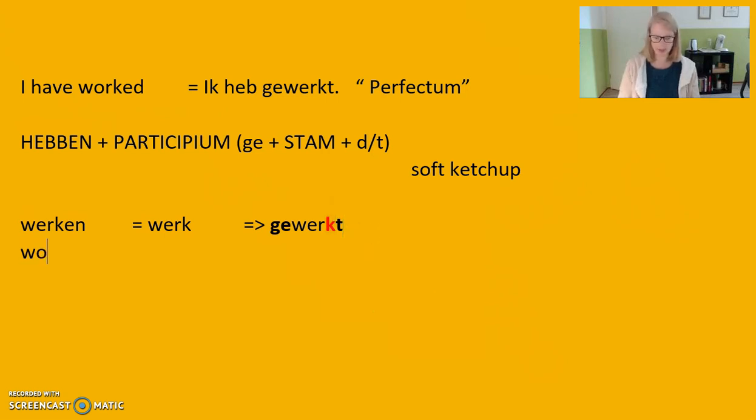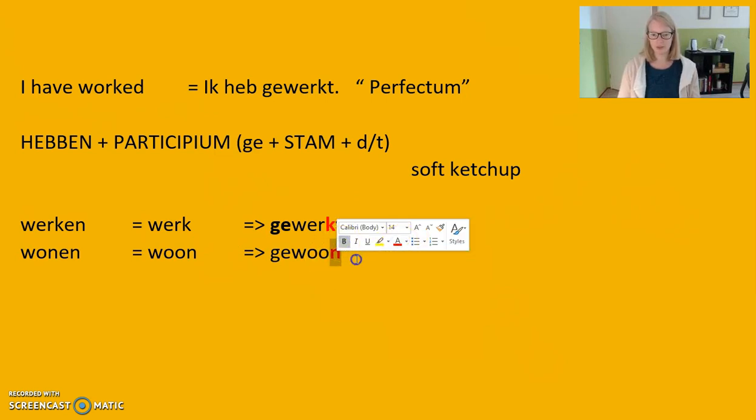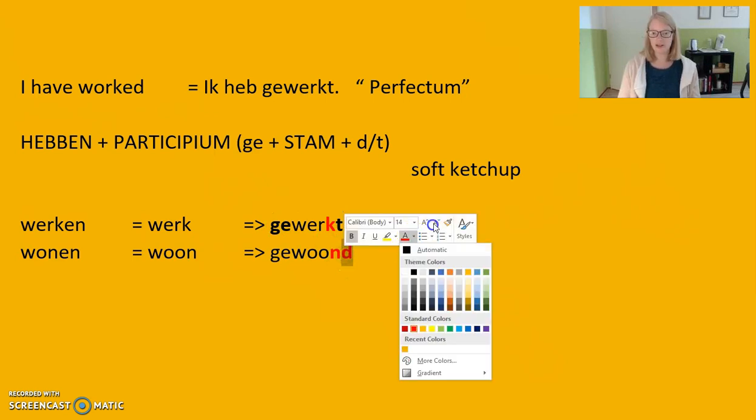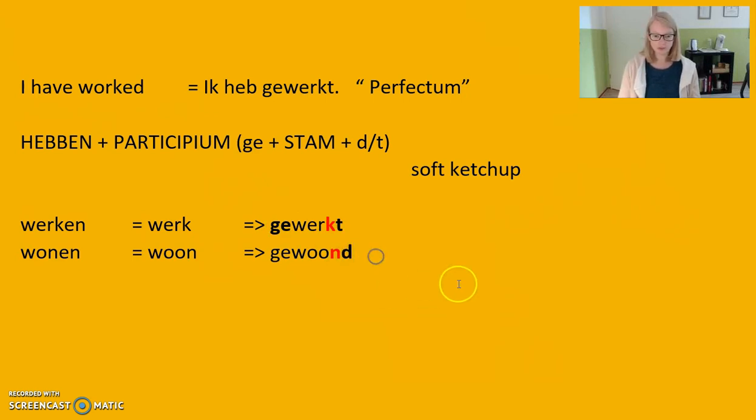Let's do the same for the word wonen. For example, the stam is woon. So we start with ge. Then we have the stam woon. And then we look at the last letter. The last letter, it ends with an N. Let's see. Soft ketchup. No, there's no N in here. So we're going to need a D. Okay? So that's how it works.